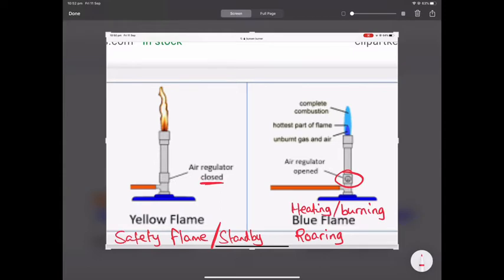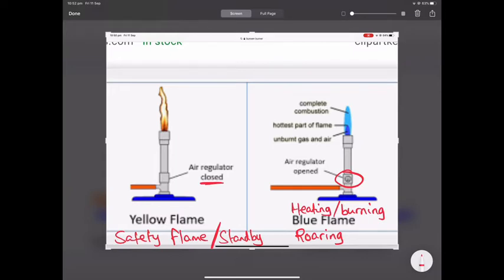And the reason it's called a standby or a safety flame is for two reasons. One, it's very visible, you can see it clearly, even from a distance in the lab, so that you don't go near it by accident. Secondly, it's a lower temperature flame, so it's not going to cause as much damage as the blue flame, which is at a higher temperature.